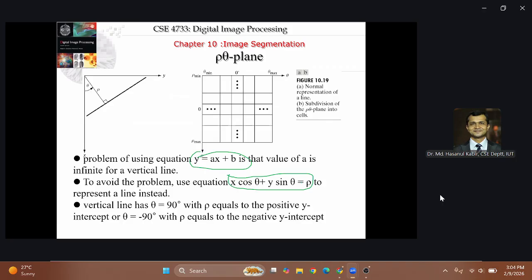Okay. So now in the implementation that I have given you, you will see that they have used this polar coordinate representation of angle and distance. This is actually what they have used. So this is the theory that we talked about in the previous class.